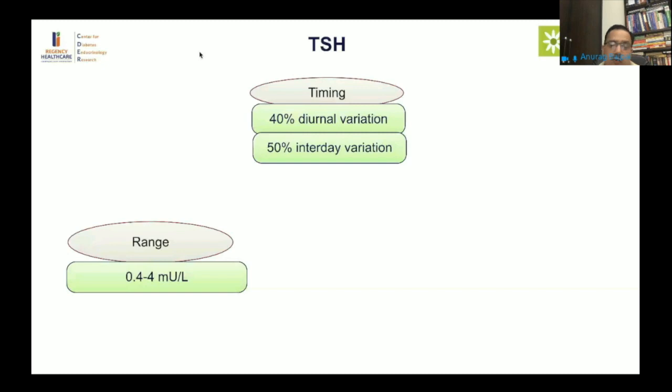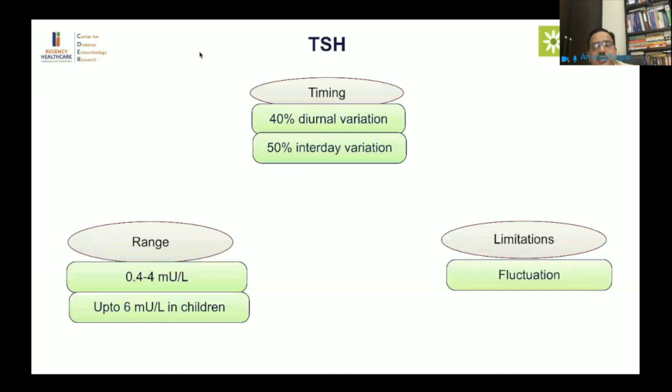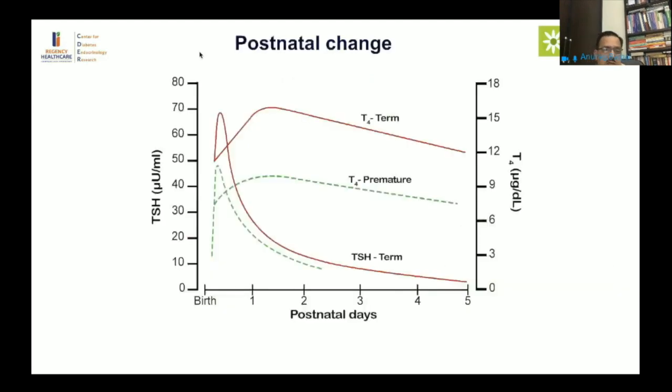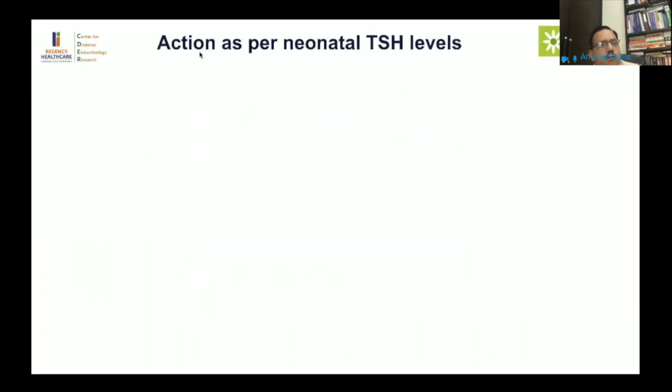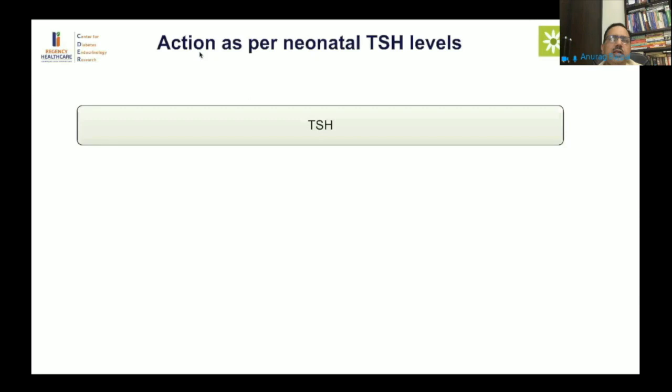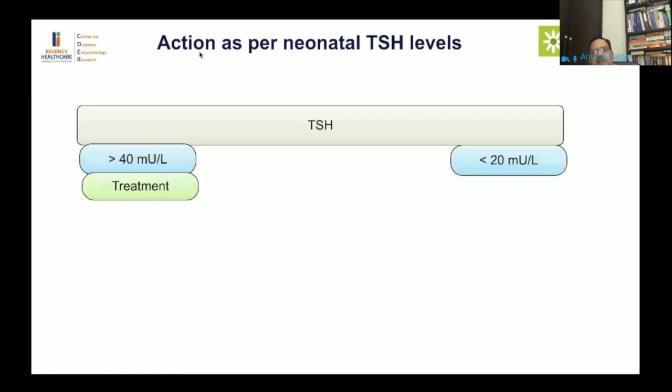So the range is 0.4 to 4, with a higher level up to 6 in children up to 13 years of age. A limitation of TSH is that there are fluctuations. As we see with different ages, there are so many variations which happen, and therefore we have to act according to levels. So for neonatal TSH on screening, if the levels are more than 40, we need to evaluate and treat. If the levels are less than 20, nothing is to be done.